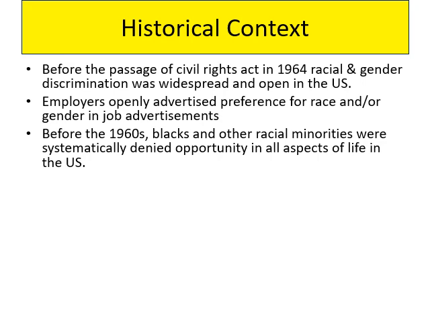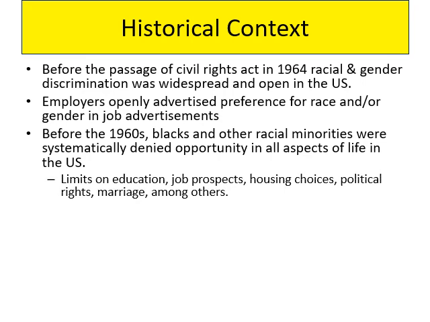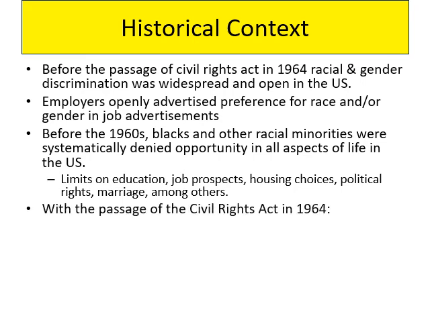And systematically, minorities were denied opportunity in all aspects of life. So there were limits on education, job prospects, where they could live, political rights, who they could marry, etc. Okay, so in every area of life, that was true. With the passage of the Civil Rights Act in 1964, this kind of direct, open discrimination became illegal.